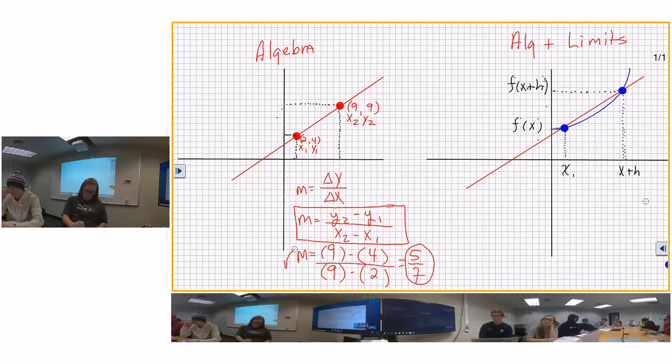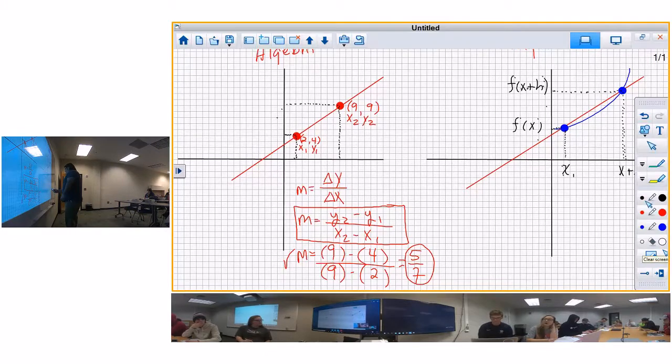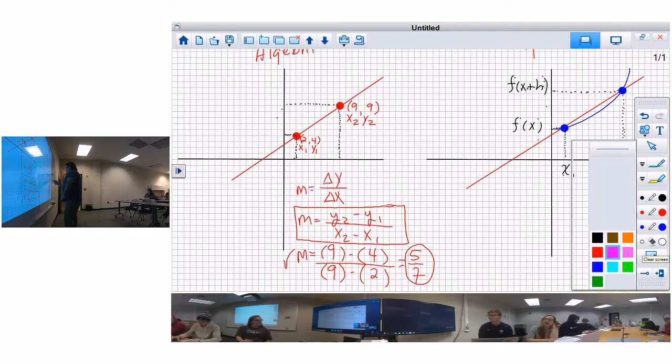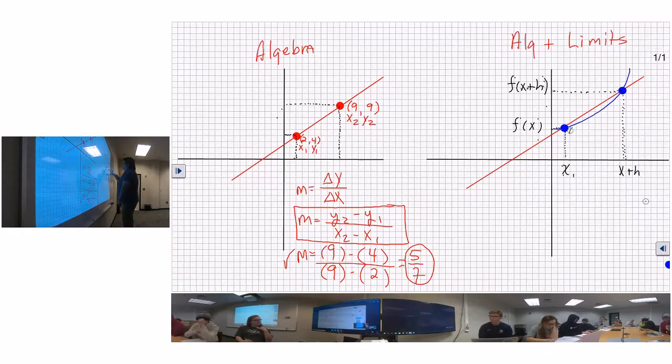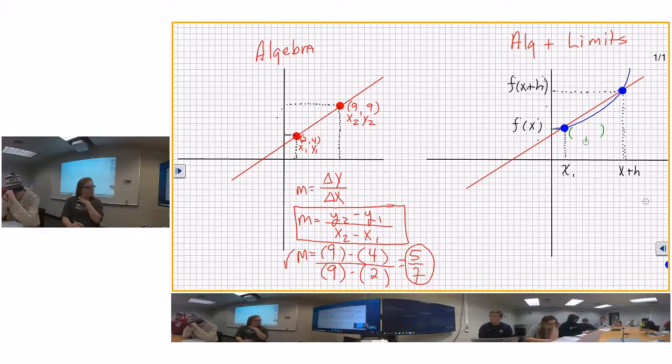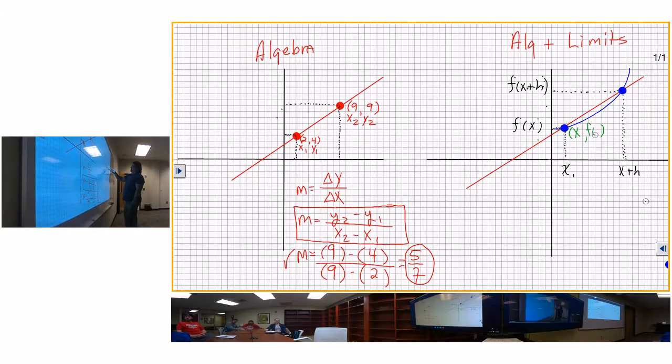So technically, this blue point right here, somebody give me the x and y coordinate for it, and I'll do that in green. So give me this point. What is this point right here? x, f of x. F of what? F of x. And somebody tell me what this point is.